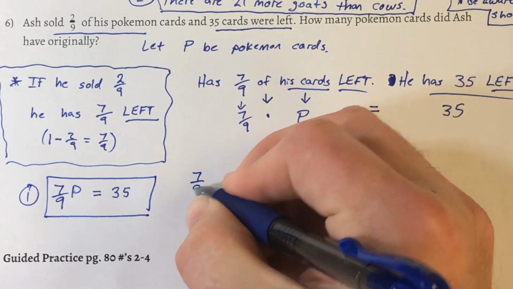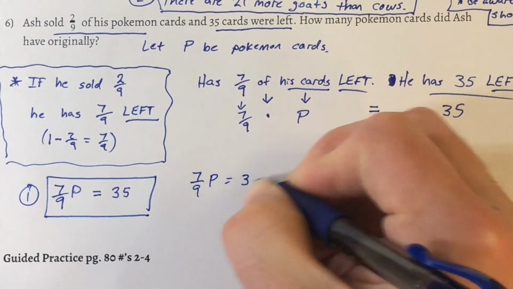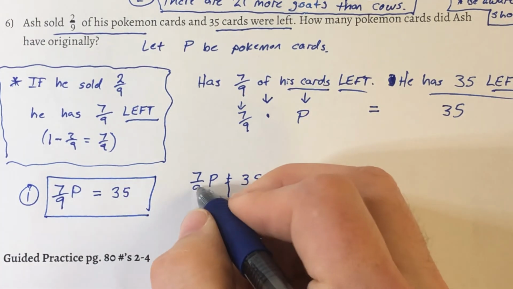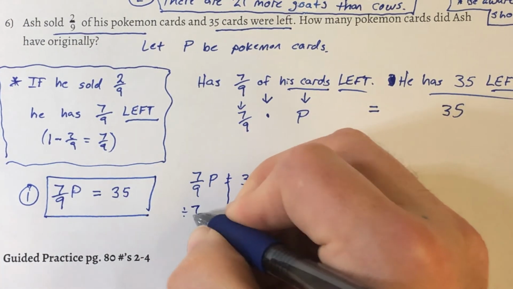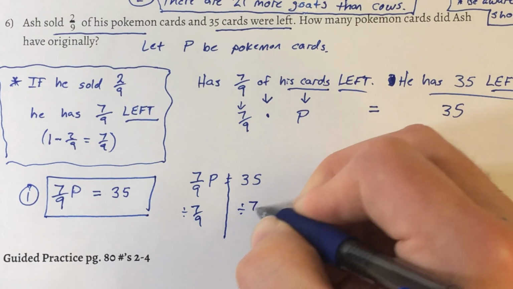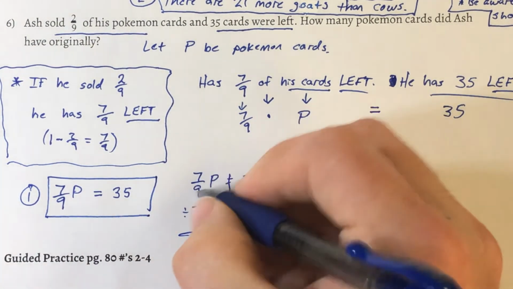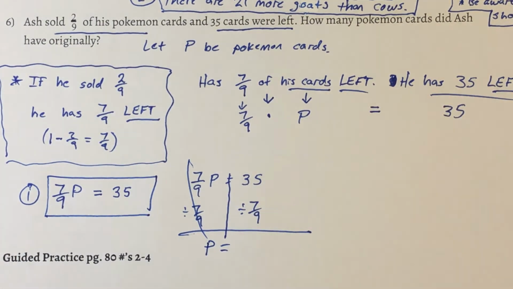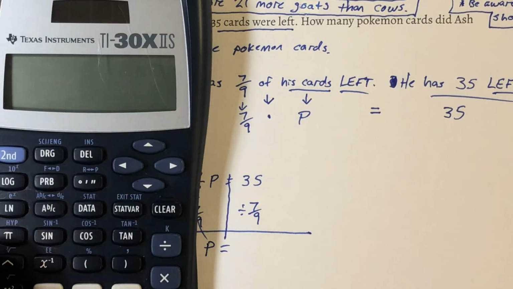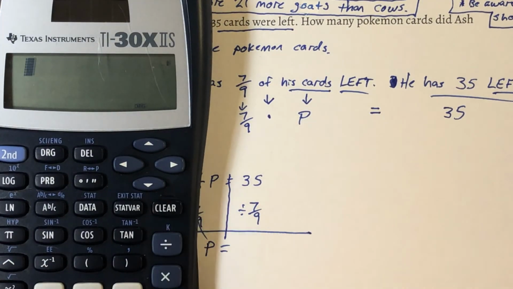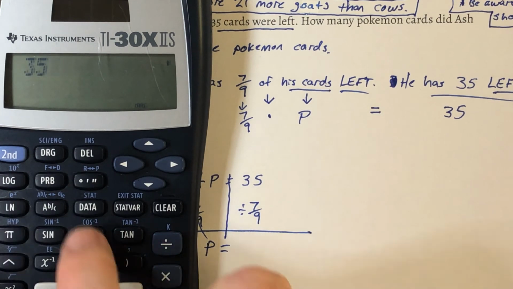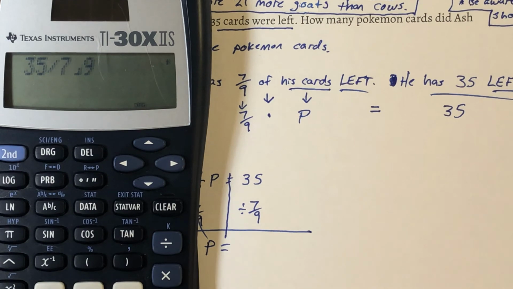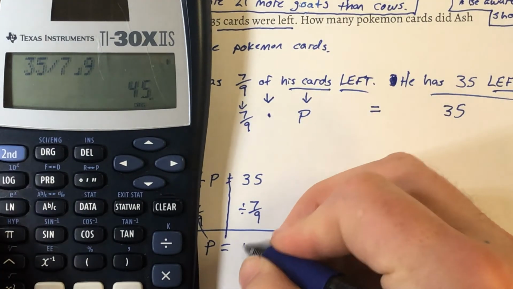So 7/9 P equals 35. I want to isolate and get P all by itself. So they're multiplying by 7/9. We're going to divide by 7/9 on both sides. 7/9 cancel, leaving you with P equals 35 divided by 7/9. Pretty sure it's 45, but let's see. 35 divided by 7, times 9 equals 45.